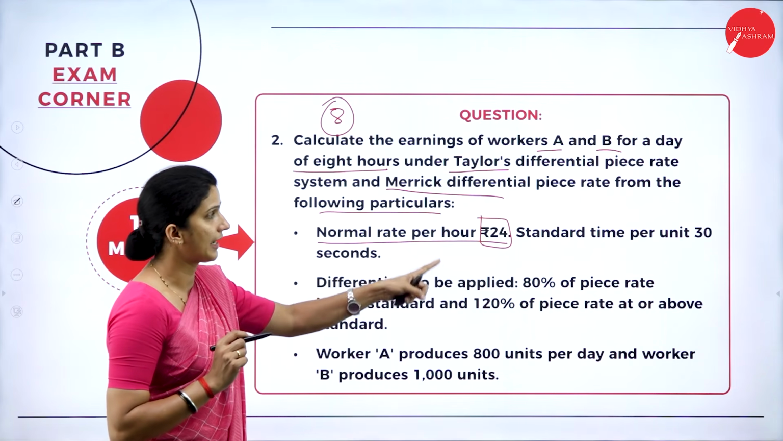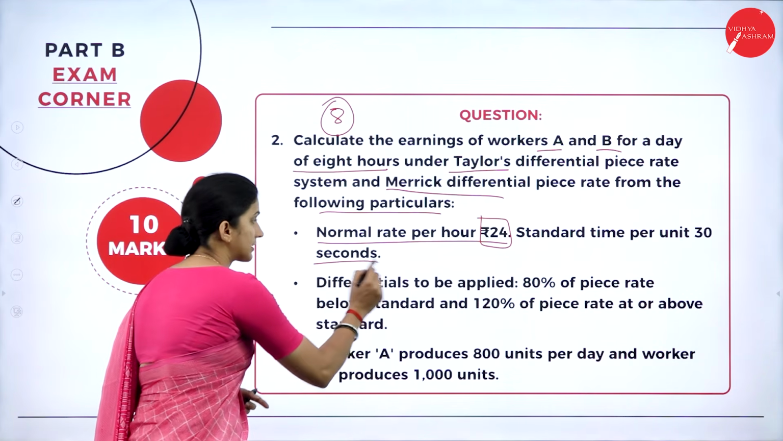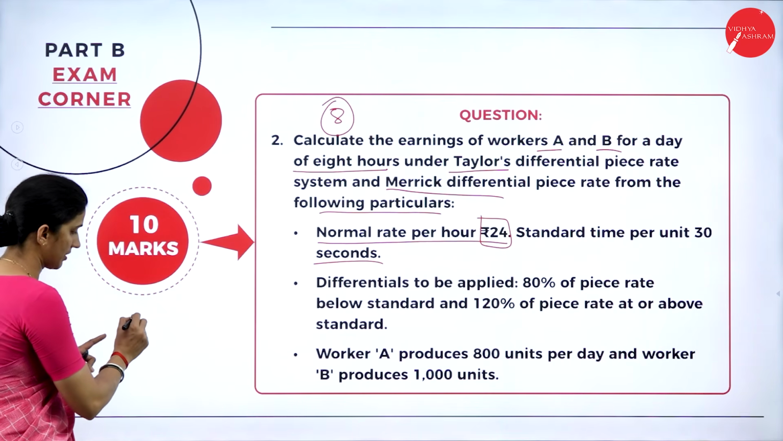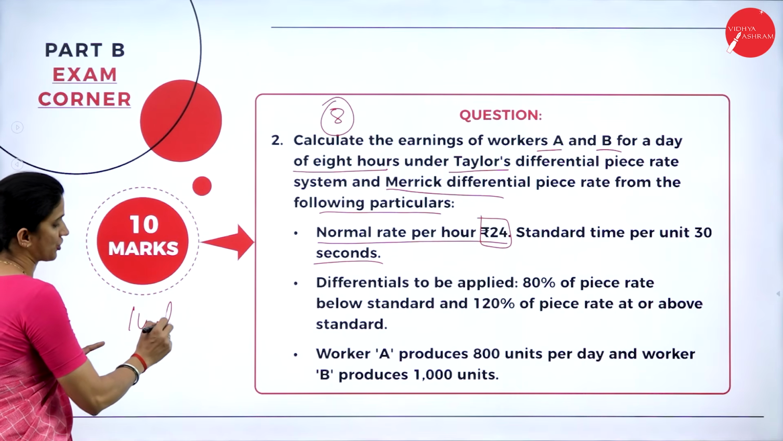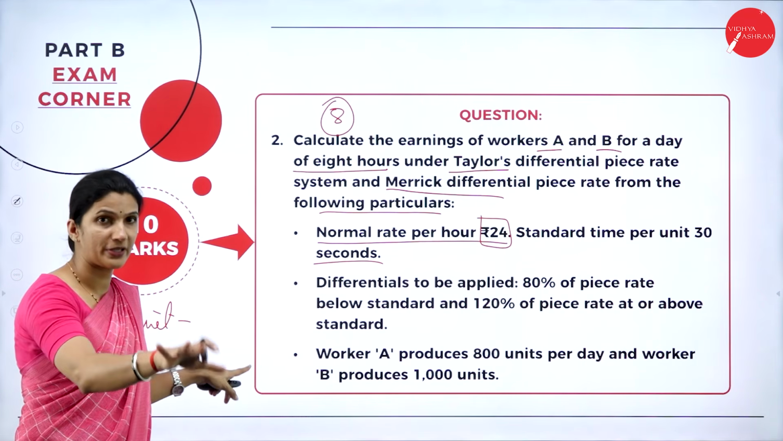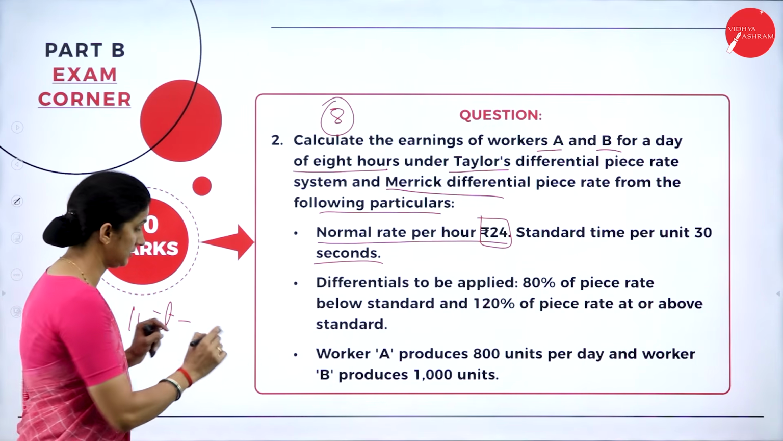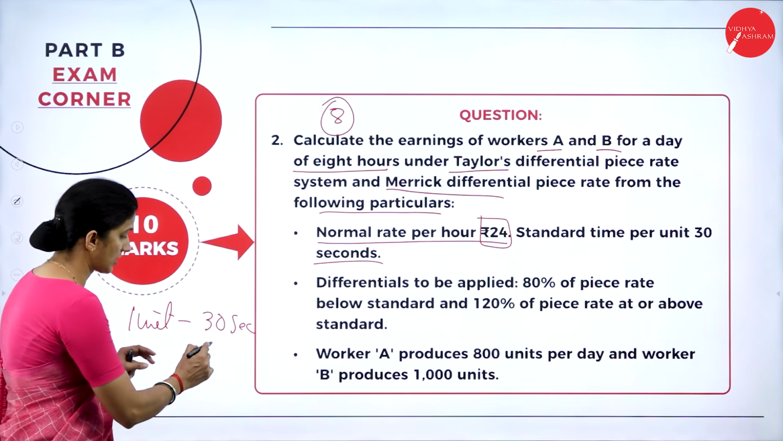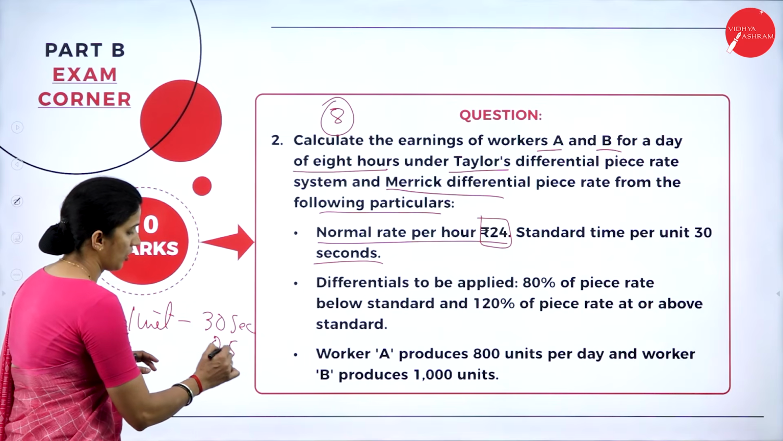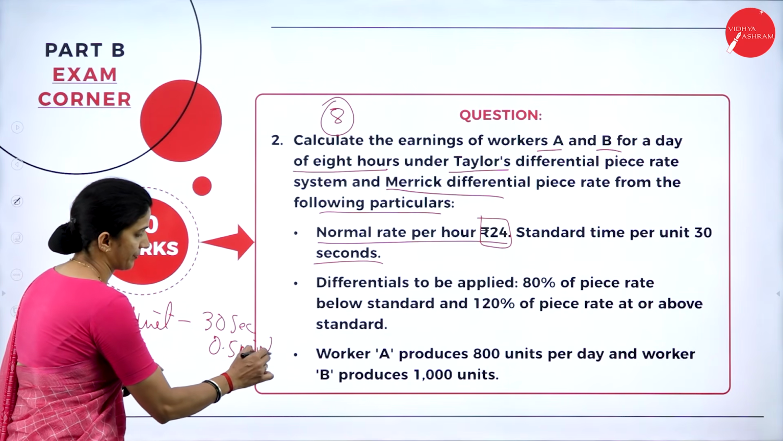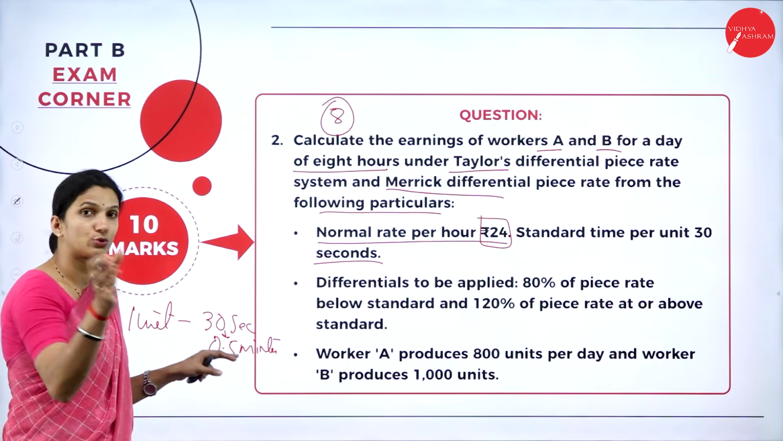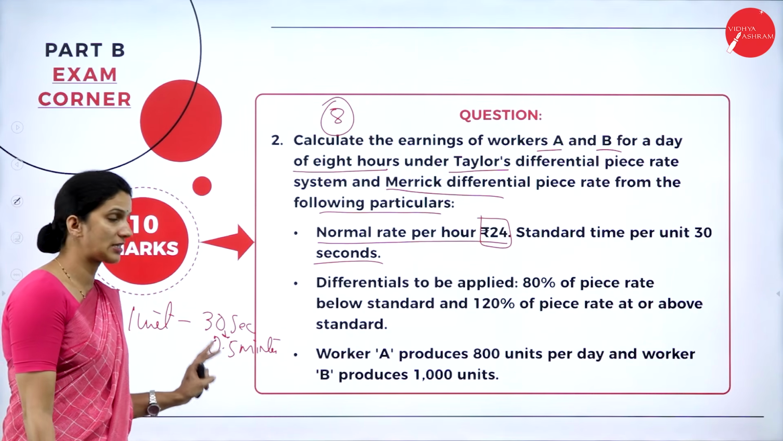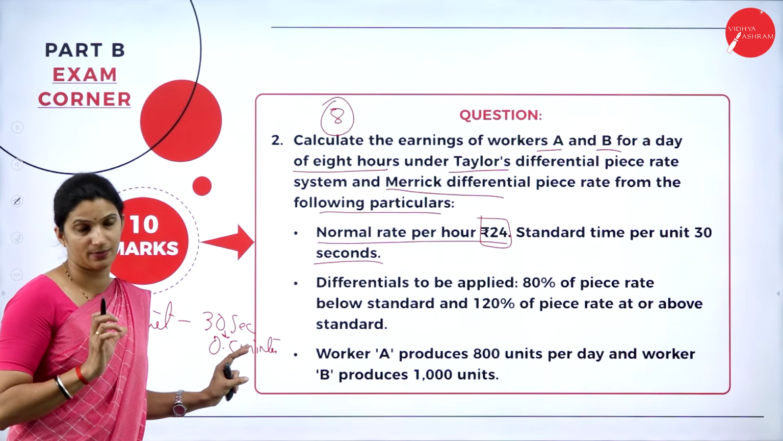Then the standard time per unit is 30 seconds. So that means the management of the organization has given, for 1 unit of production, a standard time of 30 seconds. So simply it means 0.5 minutes. We can convert 30 seconds into minutes so that it will be easy for the calculation. So your 30 seconds means it is 0.5 minutes.